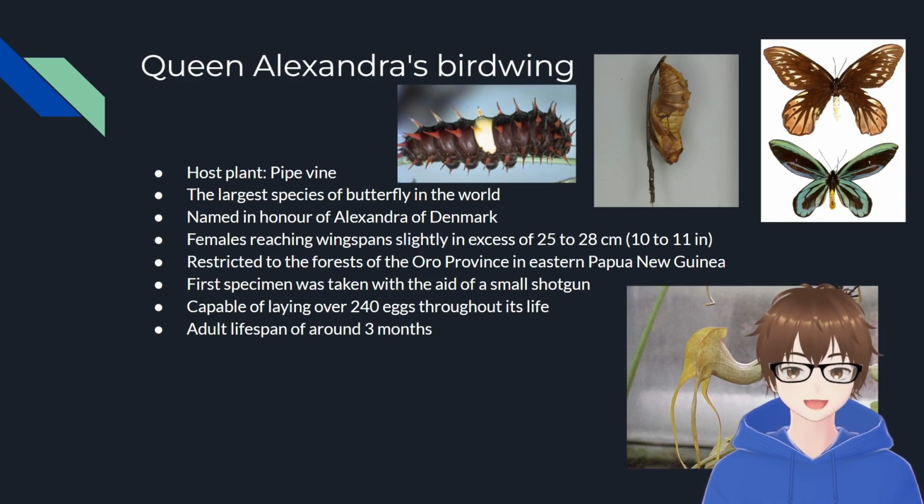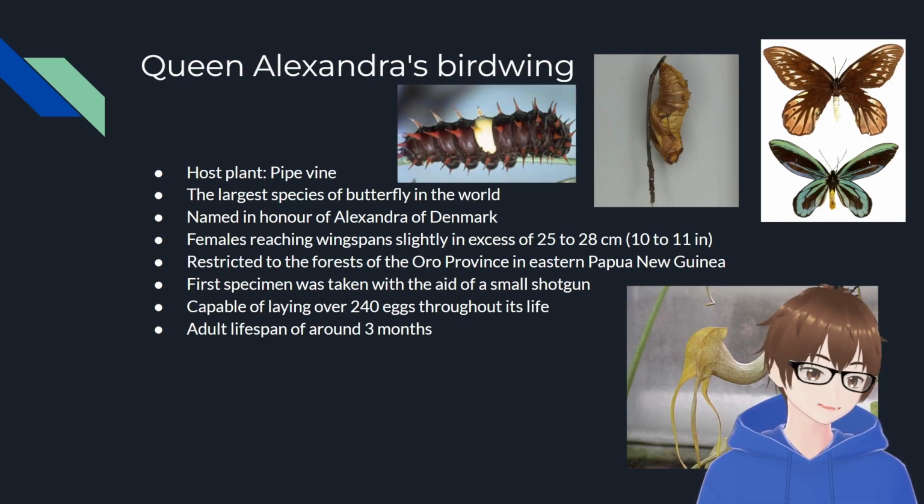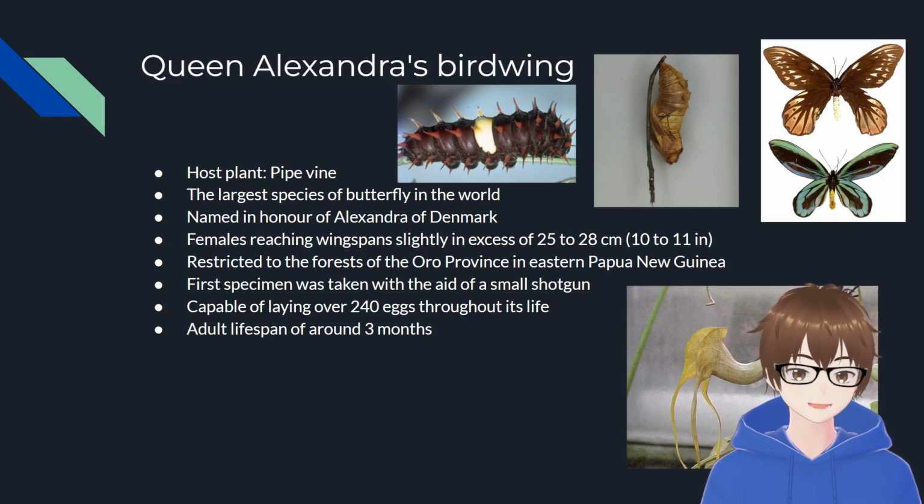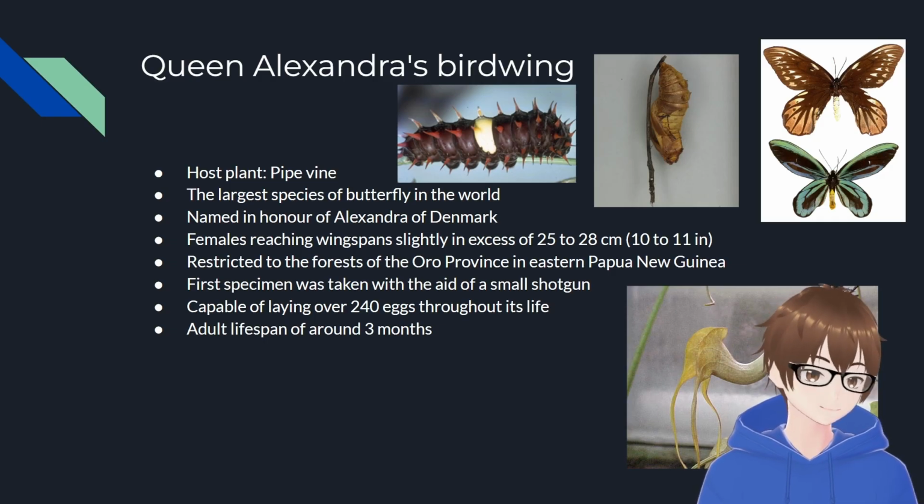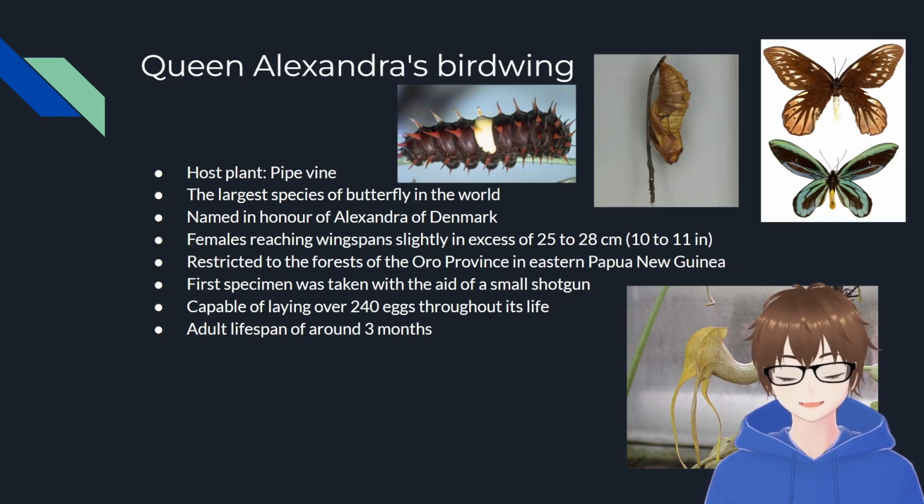That is kind of an insane little fact, I guess, that the first one of these was taken with a shotgun. They shot it down with a shotgun. A big butterfly they shot with a shotgun. Just kind of weird. I just wanted to add that. It is capable of laying over 240 eggs throughout its life, and the adult lifespan is around 3 months, which is pretty long for a butterfly, but it's a big butterfly, so.